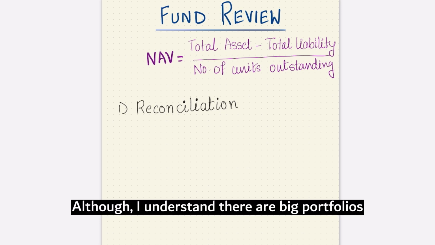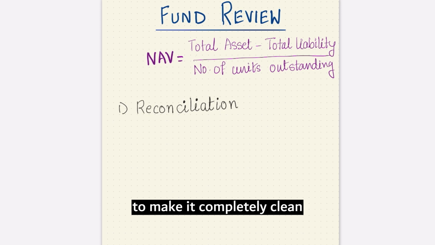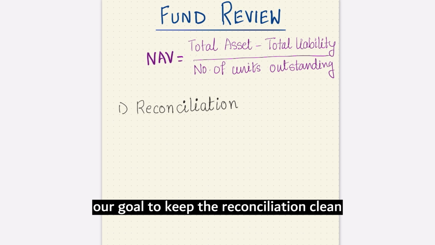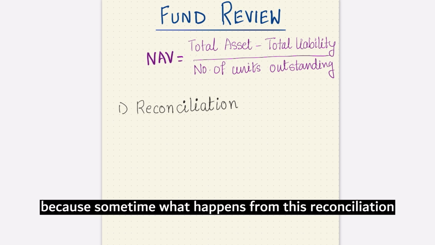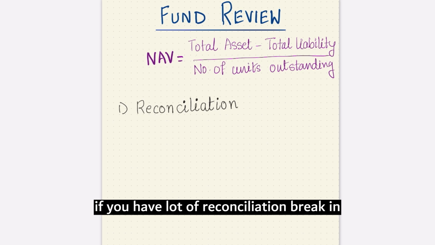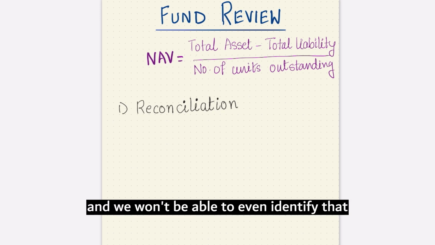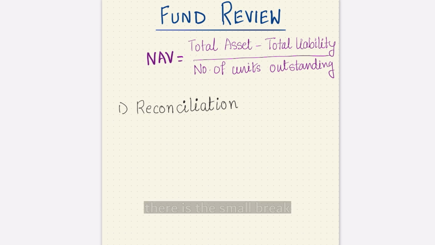Although I understand there are big portfolios and big funds which have a lot of currencies, and the reconciliation is not that easy to make completely clean, it should always be our goal to keep the reconciliation clean. Sometimes from this reconciliation only we will be able to identify if custody has posted any ADR fee, any expenses, or any reclaim. If you have a lot of reconciliation breaks, a $10 ADR fee posted by custody sometimes gets hidden, and we won't be able to even identify that there is this small break, and we miss out on that.